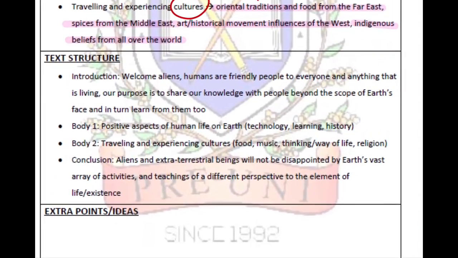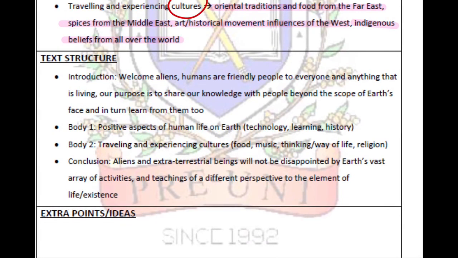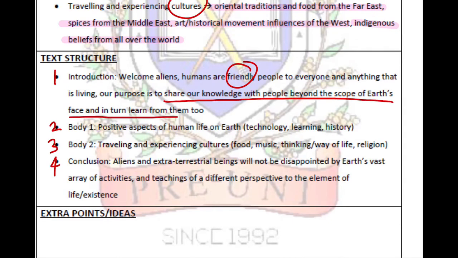And then for our next part, you can have text structure. So we have our clear introduction over here. This is our part 1. Then we've got body 1, body 2, and then also our conclusion. So in our introduction, we want to welcome aliens, indicate that we are friendly people to everyone and anything that is living. Our purpose is to share our knowledge with people beyond the scope of Earth's face and in turn learn from them as well.